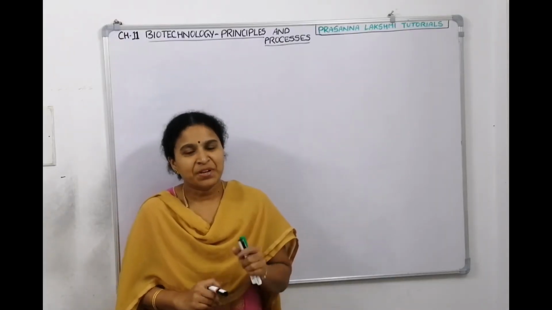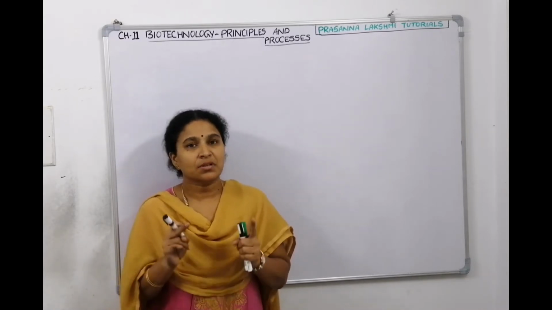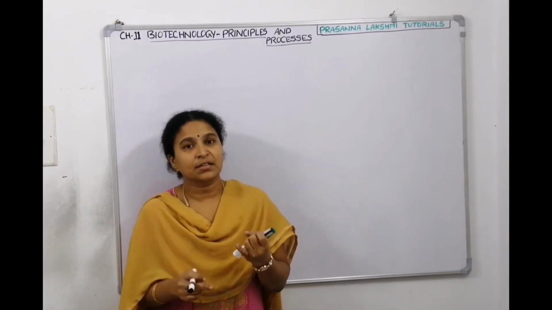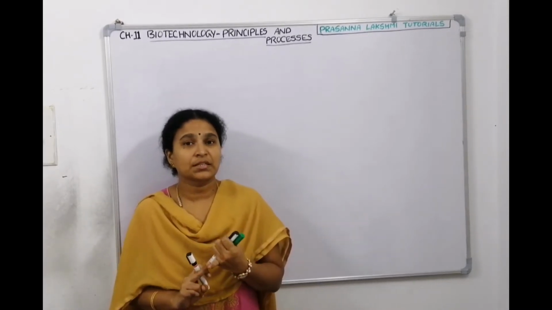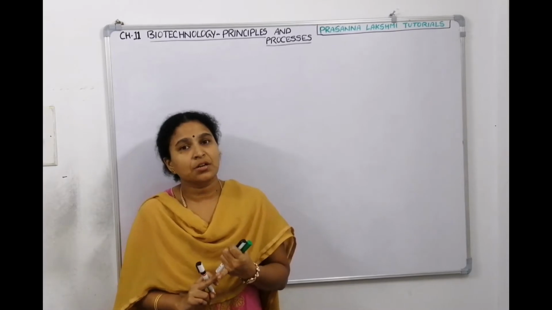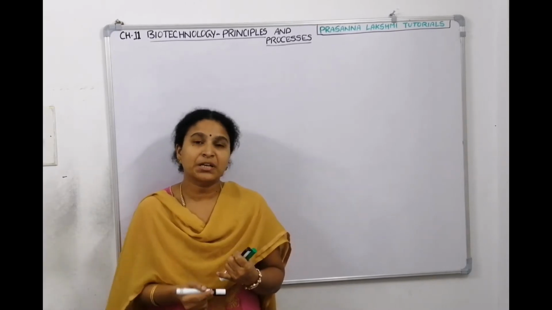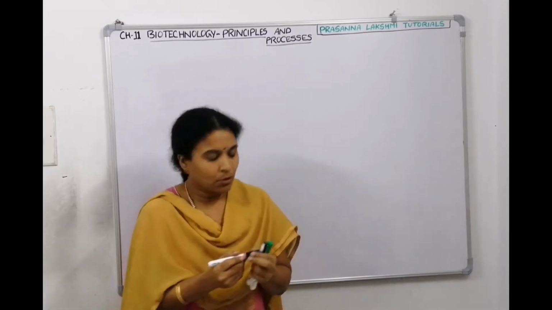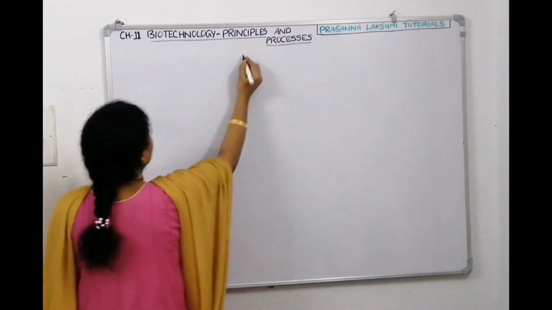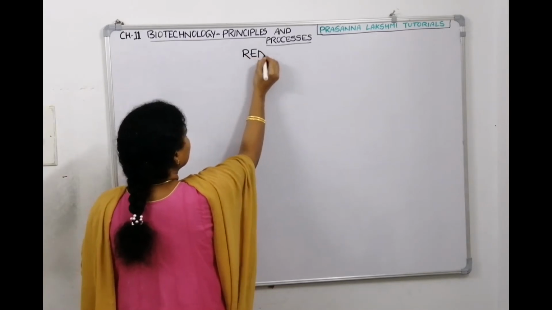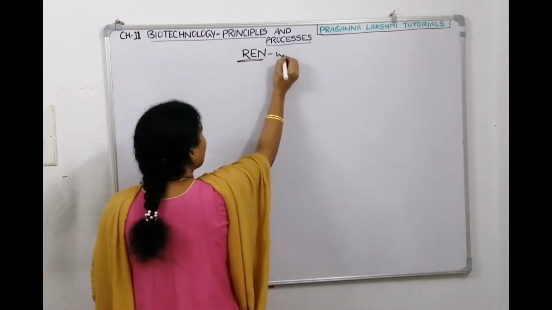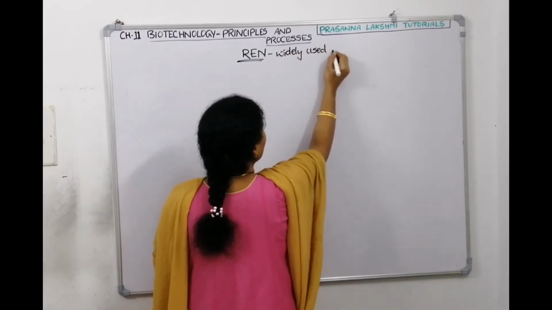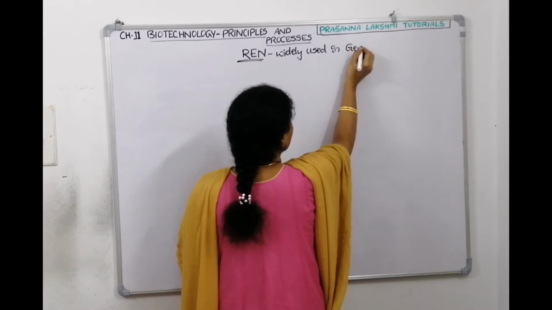Everyone, in the previous lecture we discussed restriction endonucleases. We studied the scientists who isolated restriction endonucleases. If you remember, the discovery of restriction endonucleases was contributed by three scientists: Arber, Smith and Nathans. Restriction enzymes are widely used in genetic engineering.